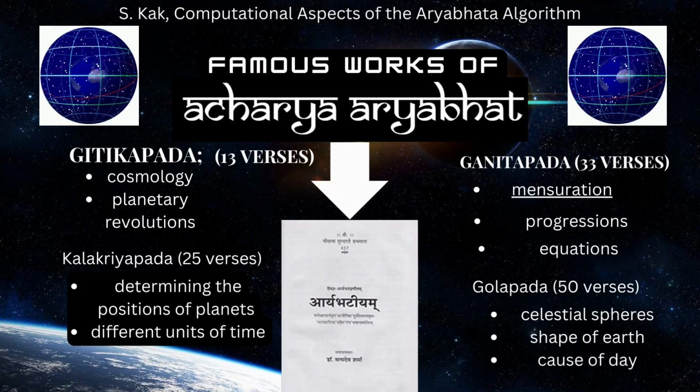So let us have a look over one of the most famous works of Acharya Aryabhat, that is Aryabhatiya. This book is divided into four parts. Let us talk about Gitikapad. This talks about cosmology and planetary revolutions, and Ganita Pad talks about mensuration, progressions like AP and GP, and then the equations chapter deals with quadratic equations, indeterminate equations, and the algorithms given to solve these indeterminate equations have great importance in computational sciences.